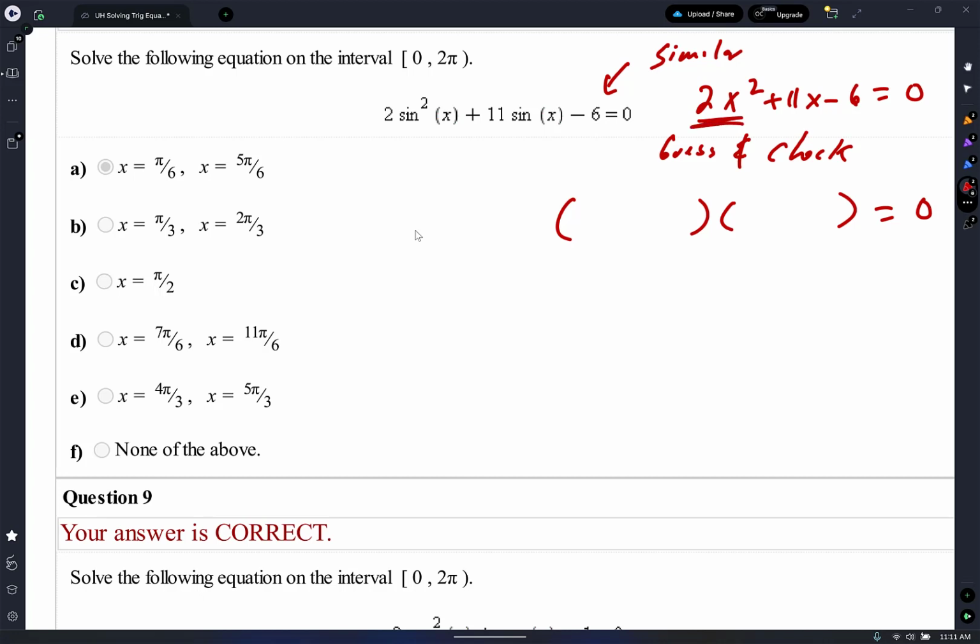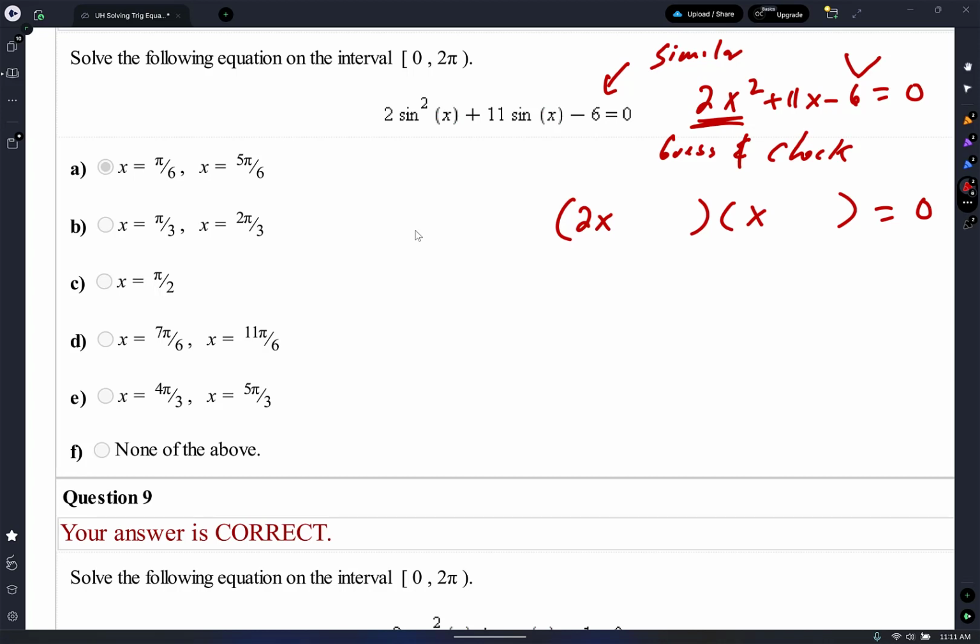The only way to get a 2x squared, at the high school level, we'll let your professor blow your mind later, but at the high school level, the only way to get a 2x squared is to get 2x times x. Are we okay with that? Now that 6 has many ways that you can get negative 6. You can do 3 times 2 or 3 times negative 2. You can do 6 times 1. Let's see which one matches.